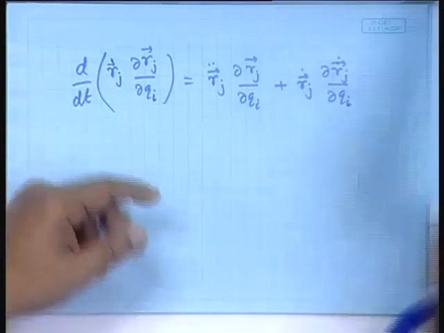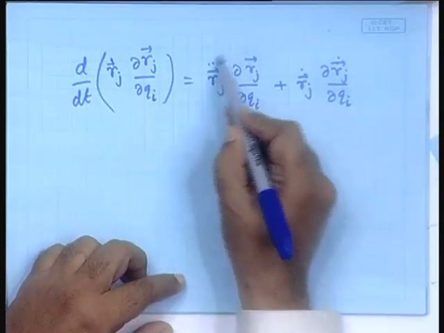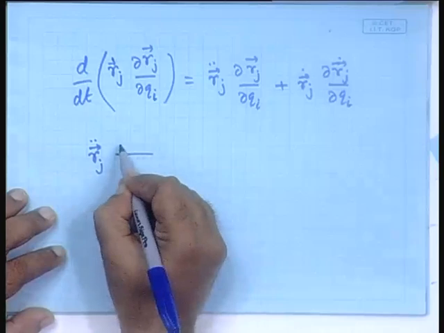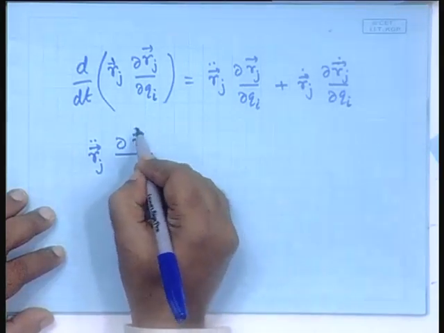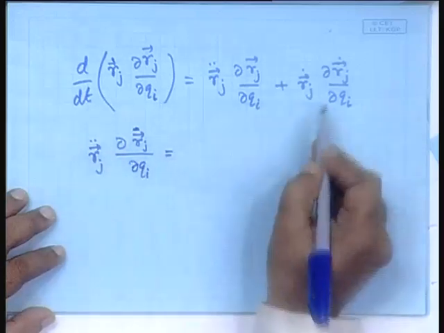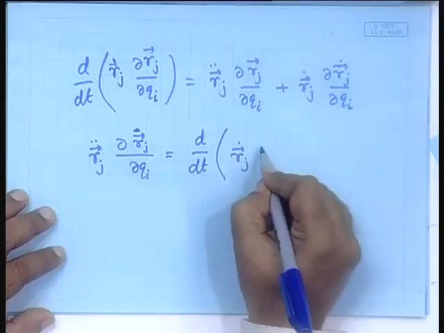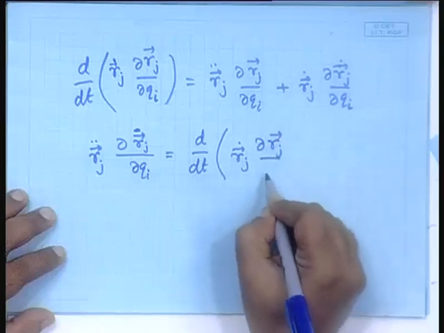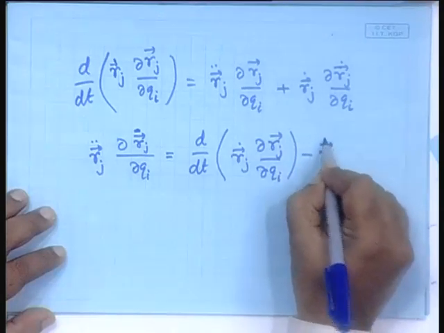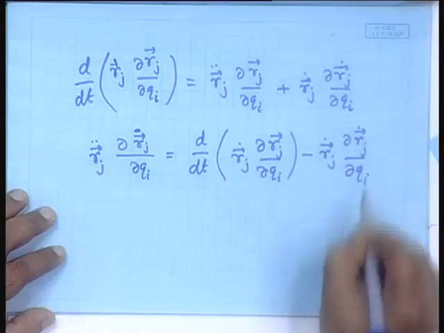Now, you would notice, why did we do all this? Because this term is this term. So, this term is expressible as, this is what we are interested in, r double dot j times the derivative of r j with respect to q I is equal to this minus this: d by dt of r dot j times the derivative of r j with respect to q I, minus r dot j, a vector, times the time derivative of the derivative of r j with respect to q I.